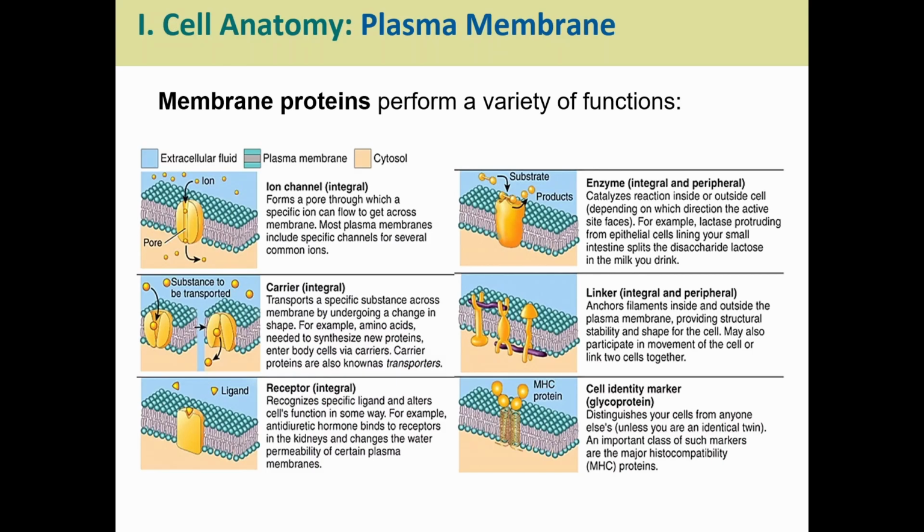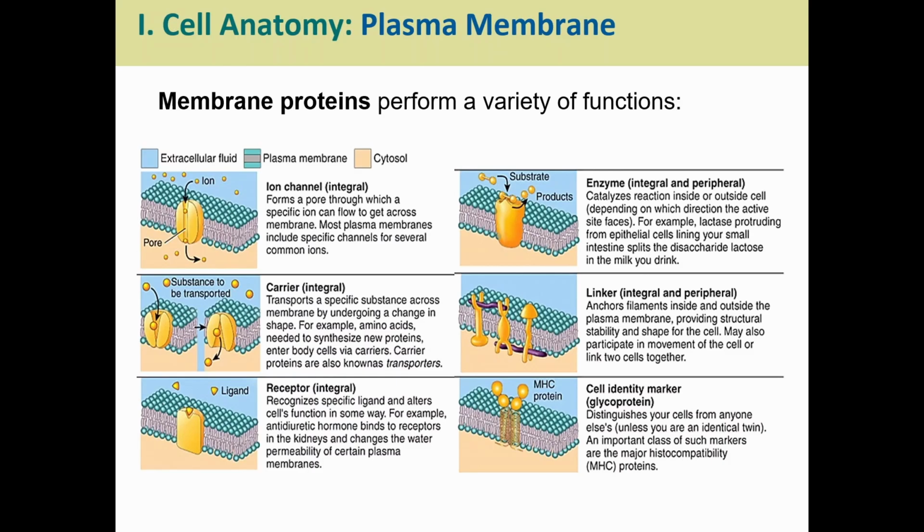We can be a receptor. Basically, we will receive a signal via a ligand. A ligand is just a signal, so it could be something like a hormone. And that's going to cause a change or an action inside of the cell. We have enzymes. These are integral and peripheral, and they help with the cell's ability to speed up chemical reactions. We have linkers. These basically just help with structure, stability, and shape of the cell.